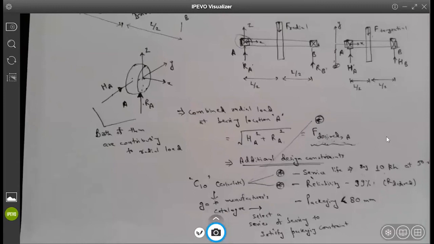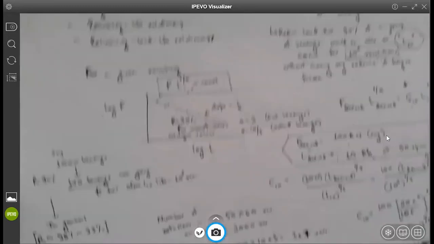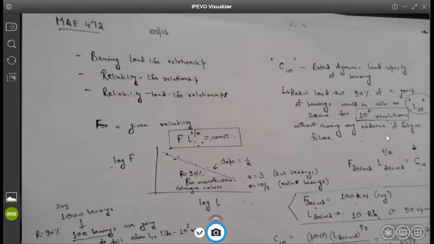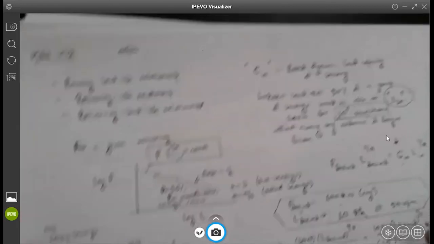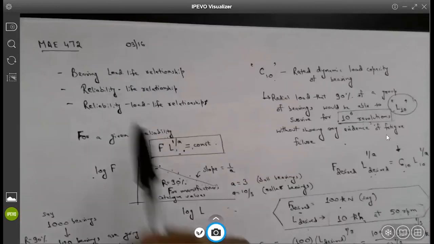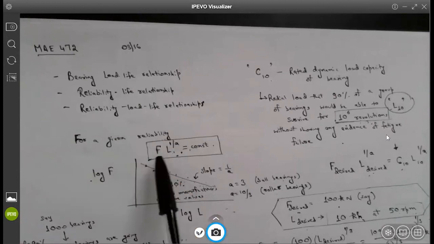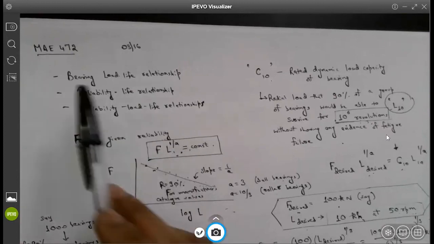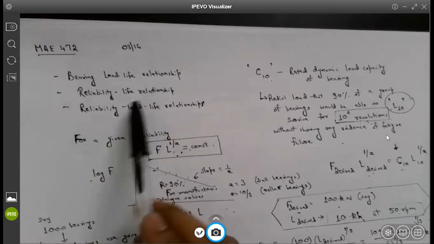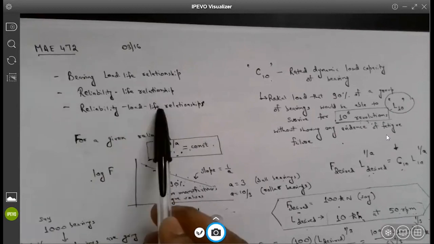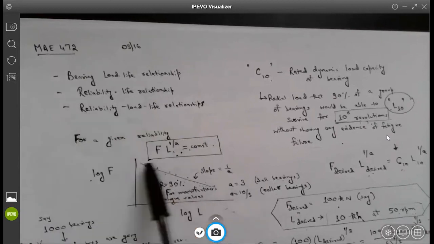Okay, if I am not hearing any questions from you, I will quickly recap what we have seen today, and then I will wrap up our discussion for today's lecture. When we began, we started with understanding the load-life relationship, the reliability-life relationship, and the reliability, load, and life relationship. When I say load-life, it is at constant reliability.